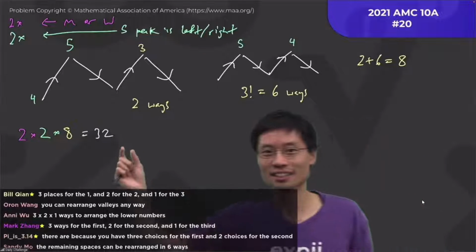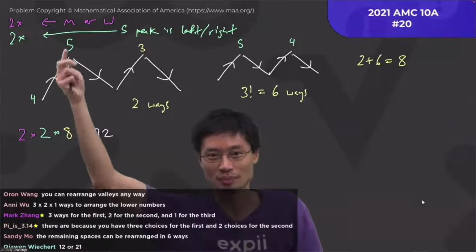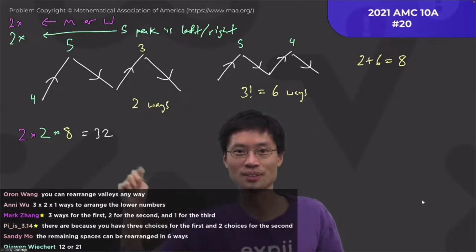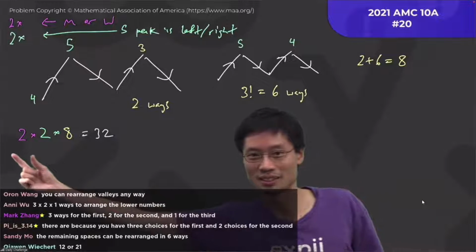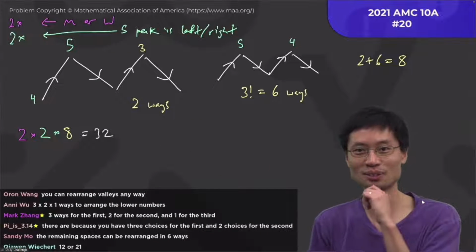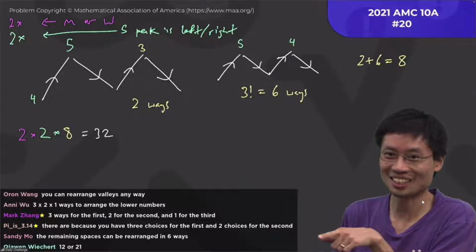So 2 plus 6 is 8. And then finally, I have to multiply by the things I pulled off at the beginning: M or W, and then the 5 peak being left peak or right peak. That's the 2 times the 2, and then the 8, and we get 32. So that's another way to get to 32.